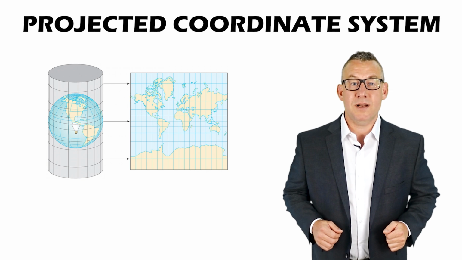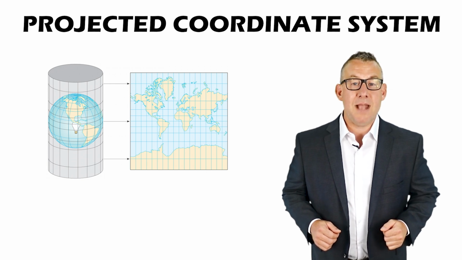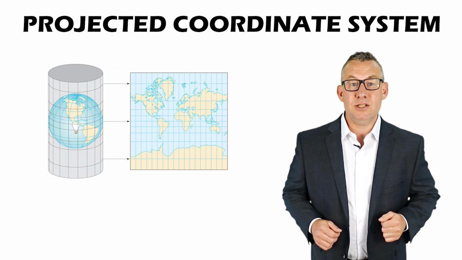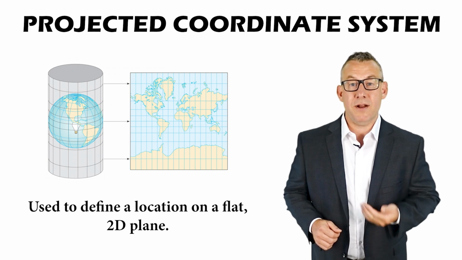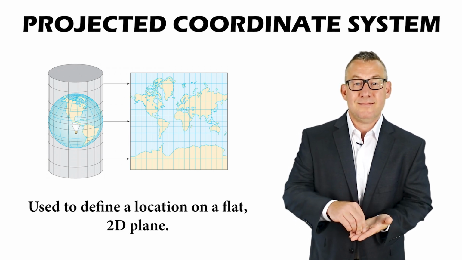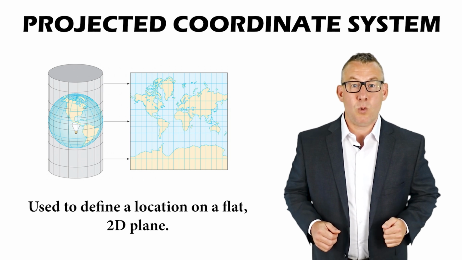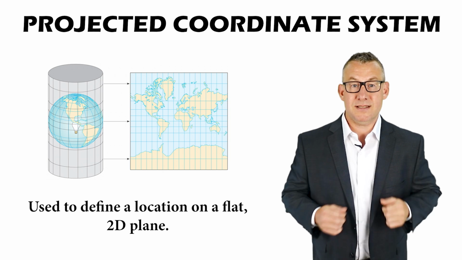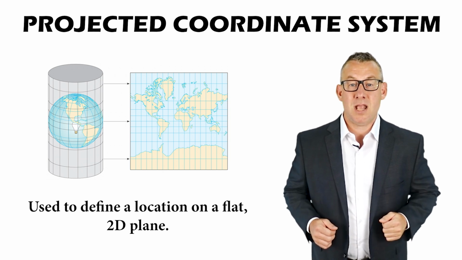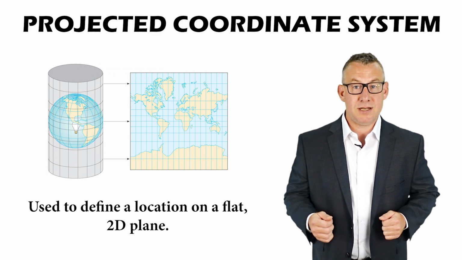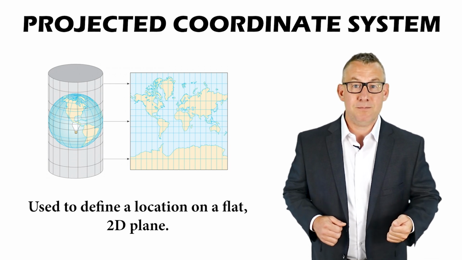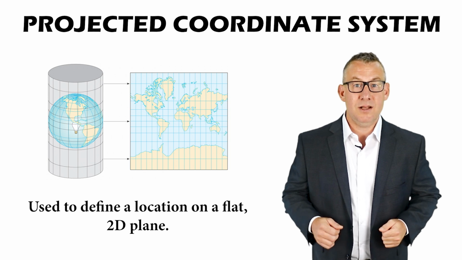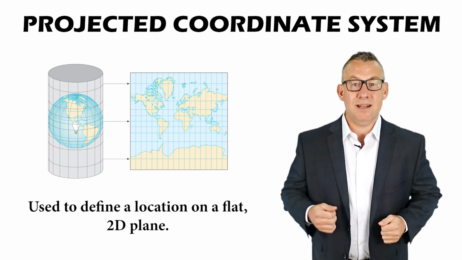A projected coordinate system. A projected coordinate system is used to define a location on a flat 2D plane. A 2D projected coordinate system is projected from a 3D geographic coordinate system. Components of a projected coordinate system include a projection, a datum, a central meridian, units of measure, and offsets.